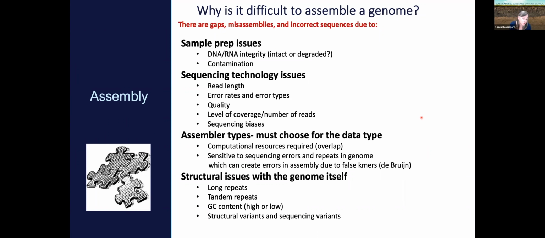And then, of course, there are structural issues with the genome itself. There are long repeats that Illumina data will never get through. There are tandem repeats, which means several repeats of the same thing, anywhere between 2 and 20 repeats of the same thing, and short read assemblers can't get through those tandem repeats. GC content, again, high or low, and structural variance within the genomes can create assembly problems.